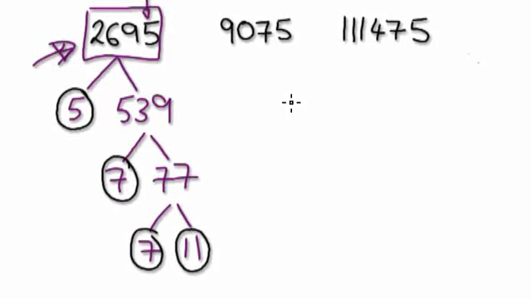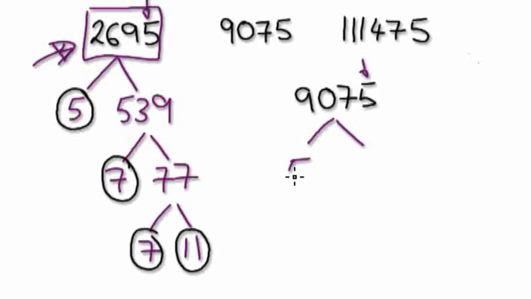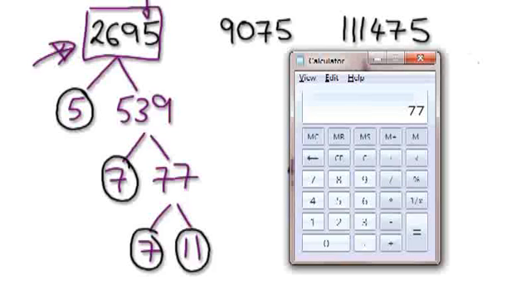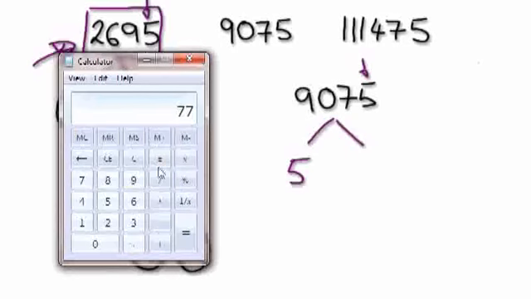Now let's try it with this one. I'm going to run out of space, so I'm going to jump over here for a bit. 9075. So let's try and break this up. There's a 5 here, so let's try 5. It should be able to divide by 5. Let's try it out. 9075 divided by 5. We should get a whole number, yeah.